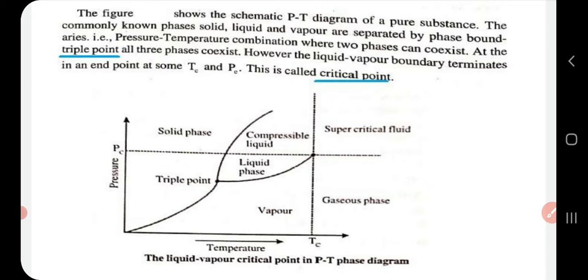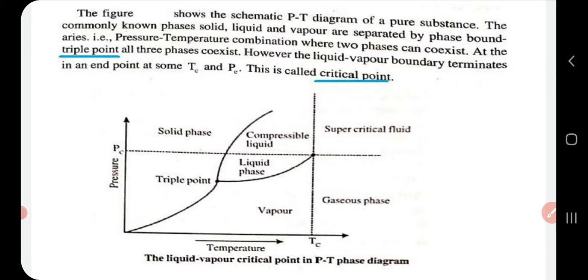At the triple point, what is meant by triple point? It is the point at which the three phases of matter, that is solid, liquid, and vapor, coexist in equilibrium. That is the definition for triple point.